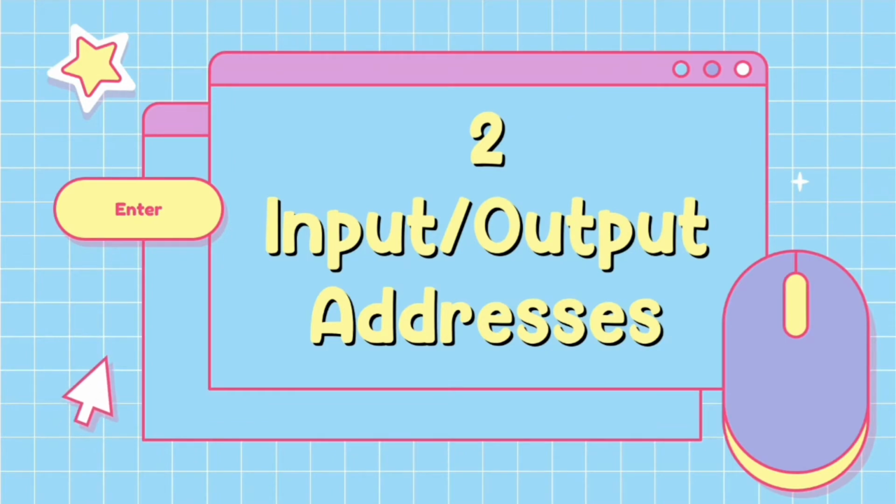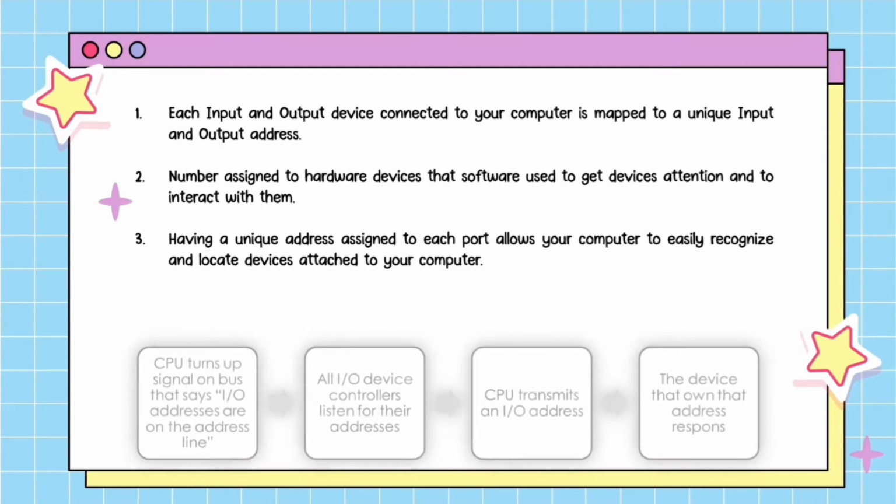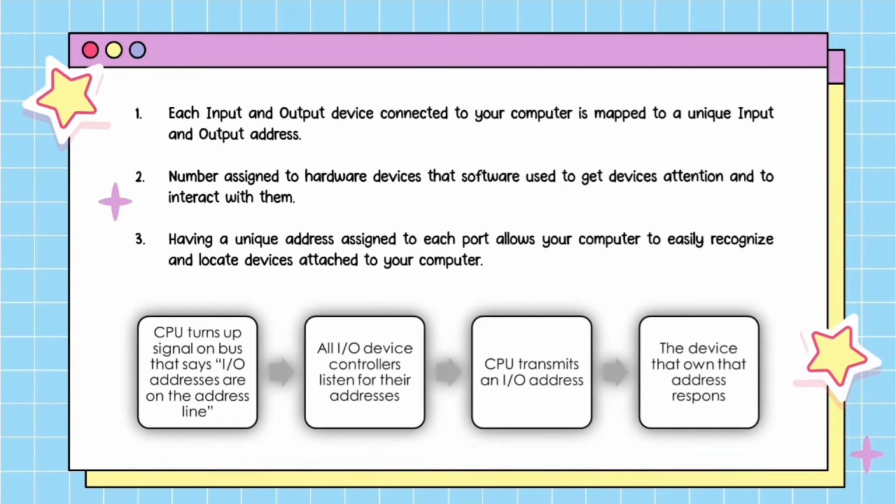Next is the input-output addresses. Each input and output device connected to your computer is mapped to a unique input and output address. These addresses are assigned to every input and output port on your computer, including USB, FireWire, and etc. Having a unique address assigned to each port allows your computer to easily recognize and locate devices attached to your computer. Each device listens for these numbers and responds to the ones assigned to it.